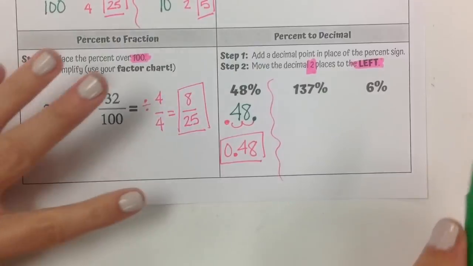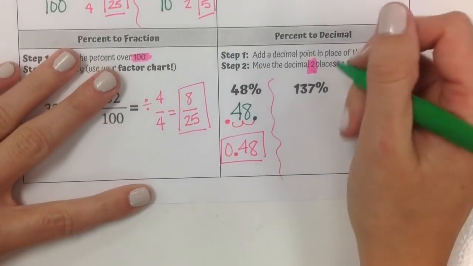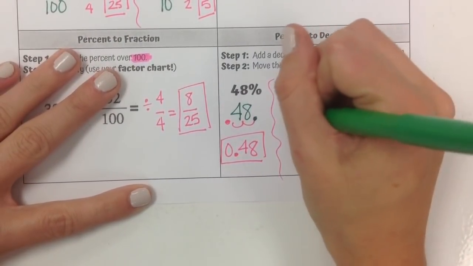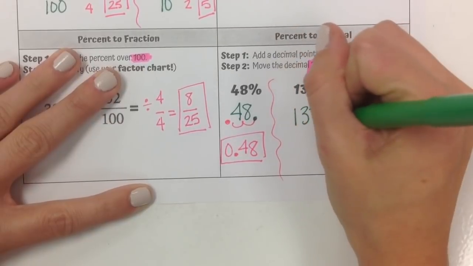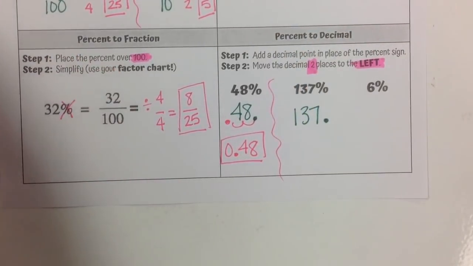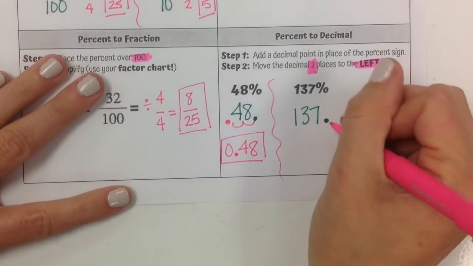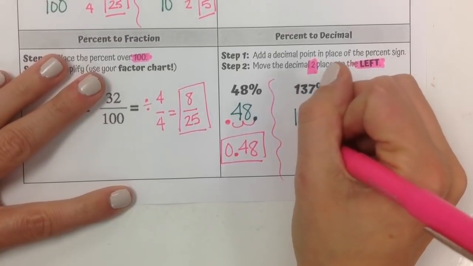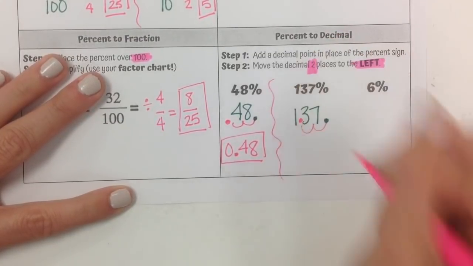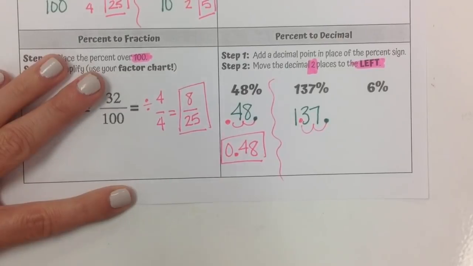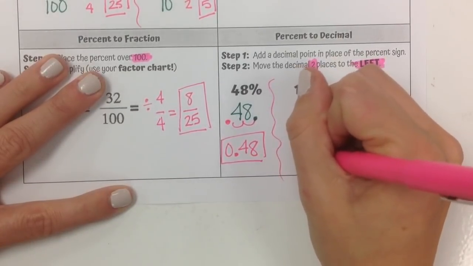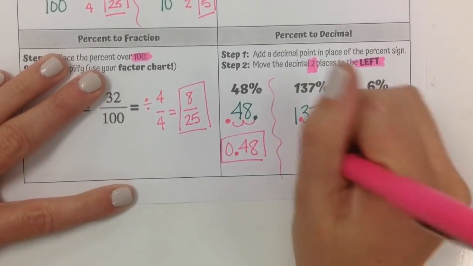Okay, the second example, again, we ignore the percent sign and we're going to put a decimal in its place. So I'm going to write this number as 137 with a decimal right there. I take my decimal point, I move it once, twice to the left, which lands it in between the 1 and the 3. So that gives me 1.37.